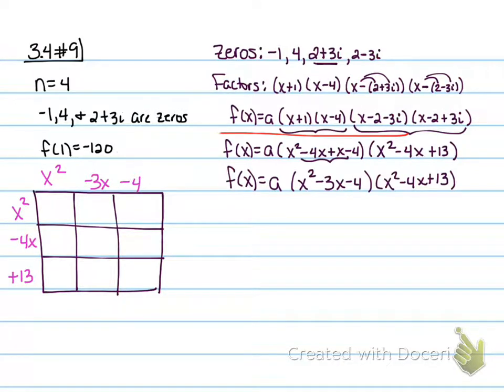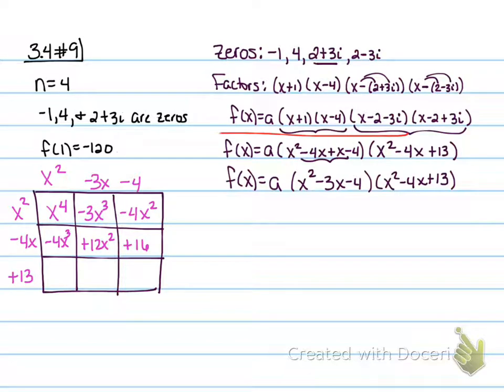And so again, I'm just going to multiply them. So x squared times x squared gives me x to the 4th. x squared times negative 3x is negative 3x cubed. x squared times negative 4 is negative 4x squared. And then the second row, negative 4x times x squared is negative 4x cubed. And negative 4x times negative 3x is plus 12x squared. And negative 4x times negative 4 is positive 16.